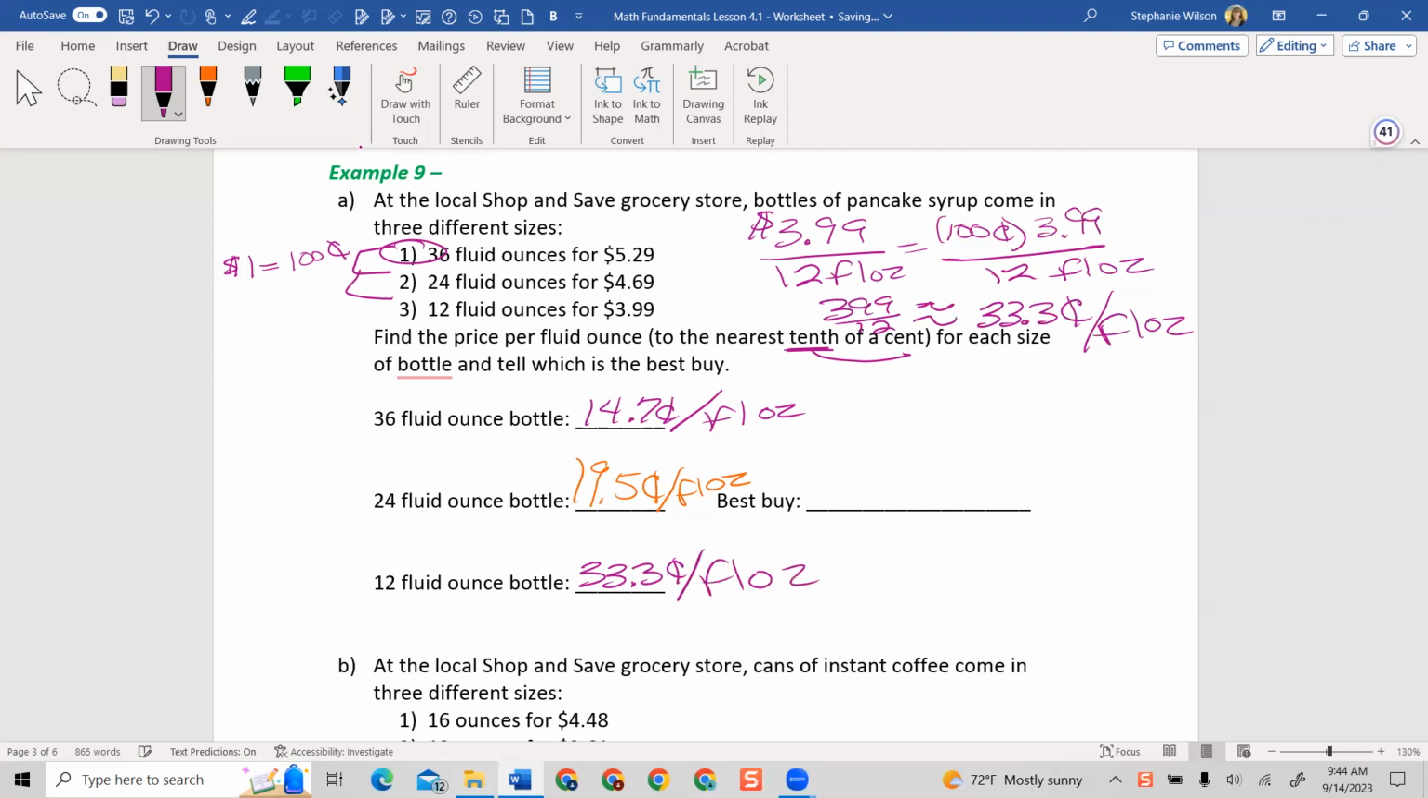All right, my best option would be the 36 fluid ounces, right? Would you agree? Because I'm paying less for each fluid ounce, and I'm actually getting more too. Thank you.